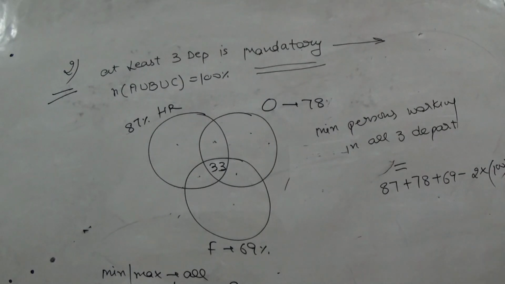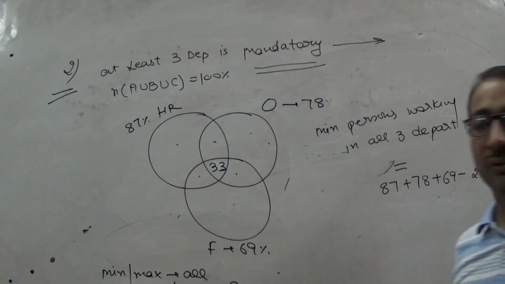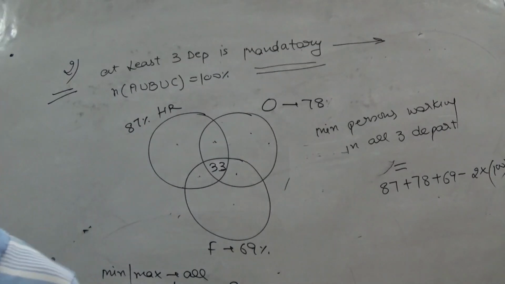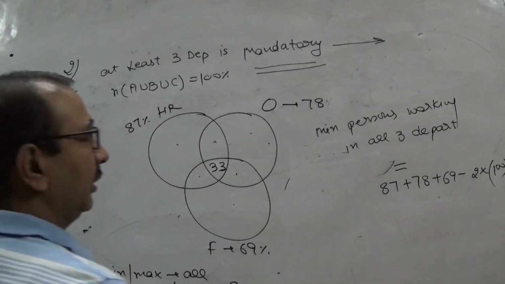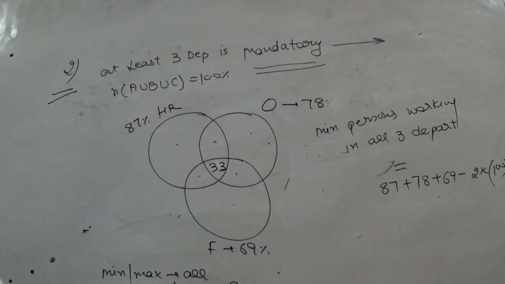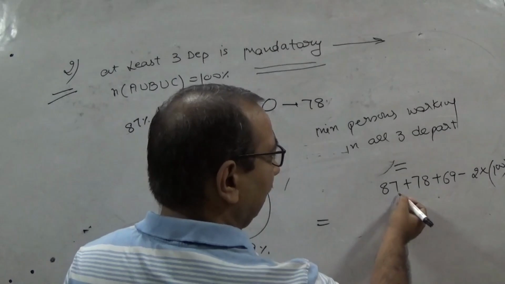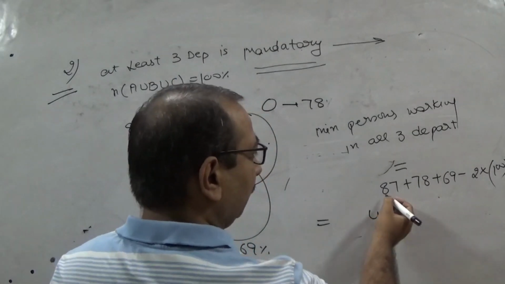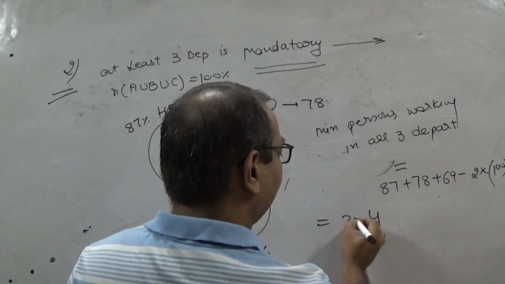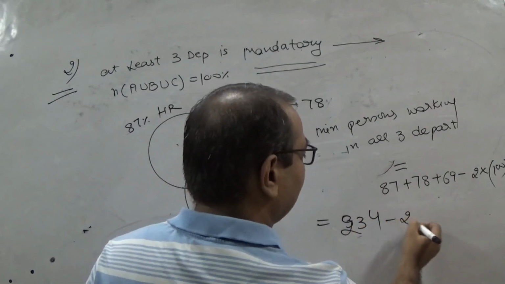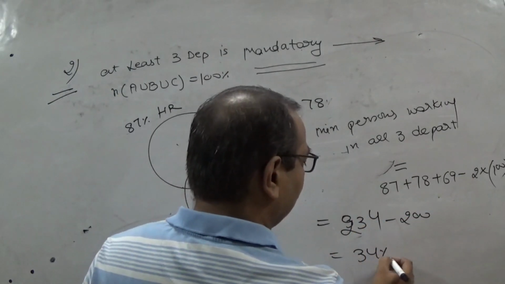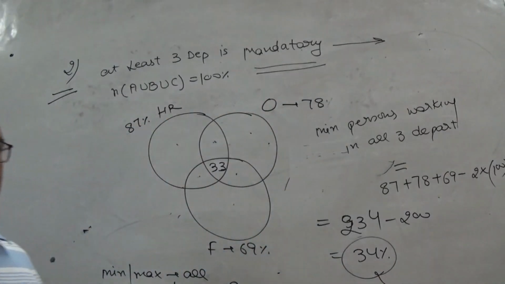C, that is 100. See, what you have to do: if in any question three parameters are given, like here in this statement three parameters are given. When three parameters are given, what you are supposed to do is add all of three, and minus twice of n of A union B union C. So that gives you 87, 7, 8, 15, 9, 24, 2, 2, 8, 10, 7, 17 and 6, 34. That is 234 minus 200. So the value will be equal to 34%. That becomes your answer.